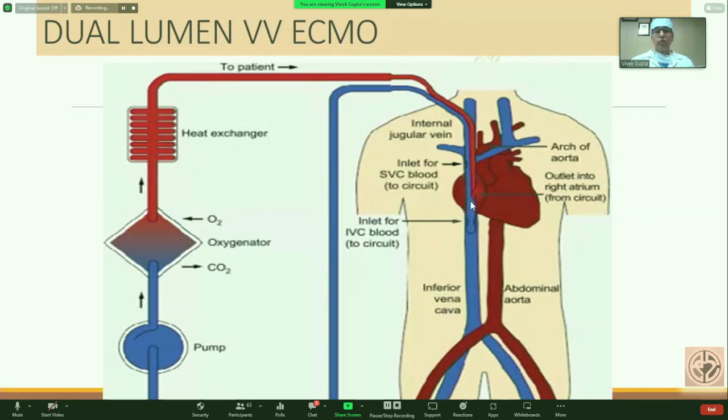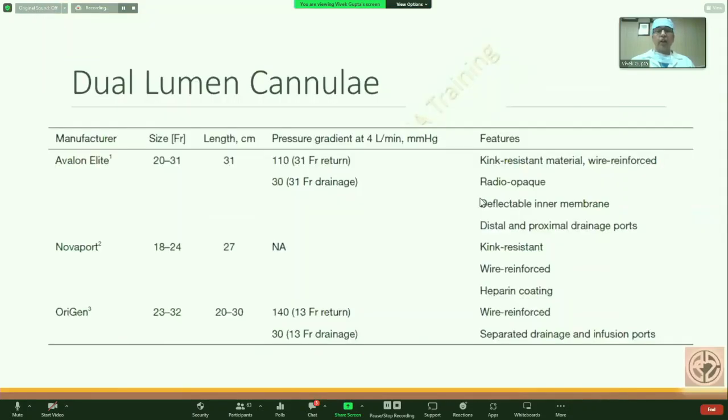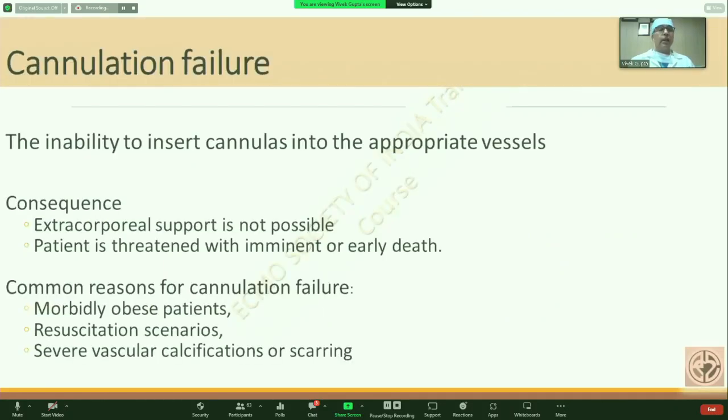You can see here the blood is being taken, and after oxygenation it is being returned back to the patient through the same cannula with a different port, directed towards the tricuspid valve. There are different manufacturers: Avalon, Novaport, and Origin, in different sizes. The length is usually from 20 to 30 centimeters, and they have different pressure gradients. However, all have almost similar features: kink-resistant material, radiopaque, and reinforced with wire. So there is no kinking or compression of the cannula.